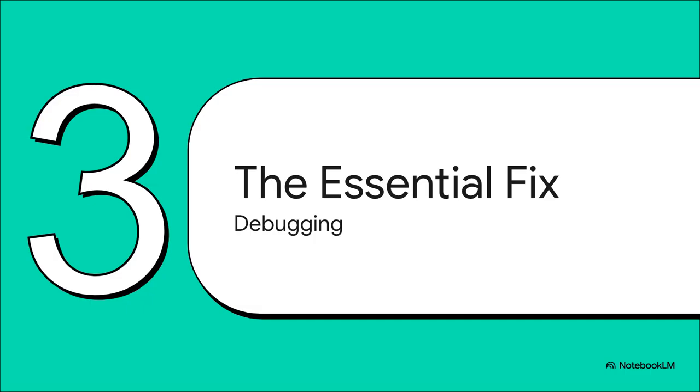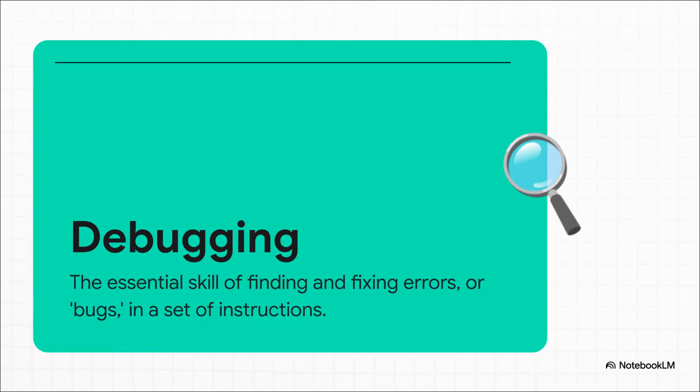So, what happens when things go wrong? Because, let's be real, they always do. And that brings us to one of the most critical skills in programming, and frankly, in life: debugging. Debugging isn't about failing. It's all about problem solving. It's just the process of finding the bug, the little mistake in your instructions, and figuring out how to squash it. It's kind of like being a detective for errors.